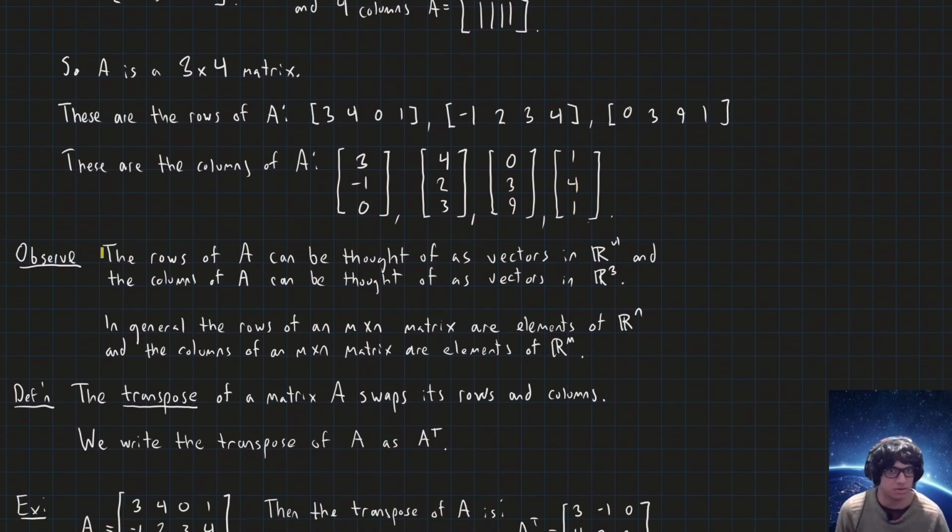We can think of the rows as vectors in R4, right? Since each row has 4 real numbers ordered, that's a vector in R4. And the columns can be thought of in R3. There are 3 real numbers, and they're ordered, so those are vectors in R3. In general, if we have an m by n matrix, the rows are elements of Rn, and the columns are elements of Rm, by the same reasoning.